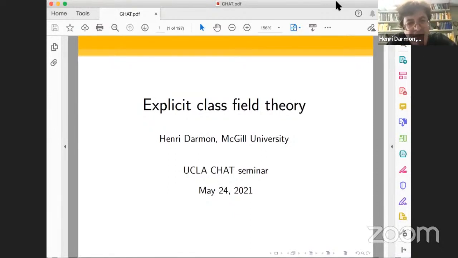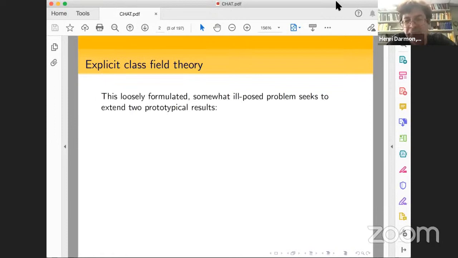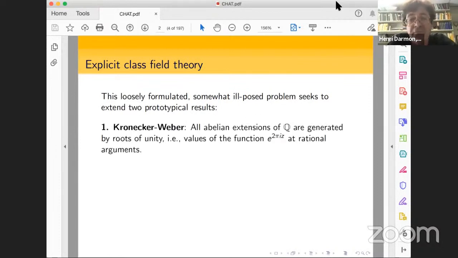So yes, indeed, I'll be talking about explicit class field theory, which is a problem that has been dogging me throughout my career. The problem is a loosely formulated, ill-posed question, motivated by two classical results in number theory, which it seeks to extend. The first is the theorem of Kronecker-Weber, which says that every abelian extension of the rationals is generated by roots of unity, in other words, the values of the exponential function e to the 2 pi i z at rational arguments.